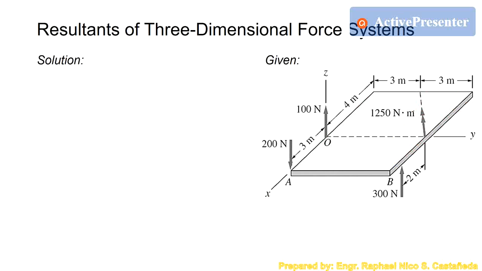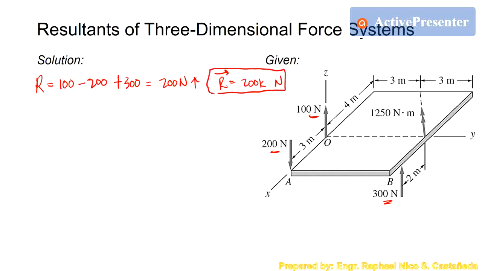Let's do that. First we calculate the resultant, which is the summation of all forces. Of course, we will have it in the z direction. So the resultant is equal to 100 newtons upward, which is this one, 200 newtons downward, minus 200. Then we have 300 newtons upward, so plus 300. The answer here is 400 minus 200, which is 200 newtons. Positive means it is upward. In vector form, it is 200 k newton. This is the vector notation.